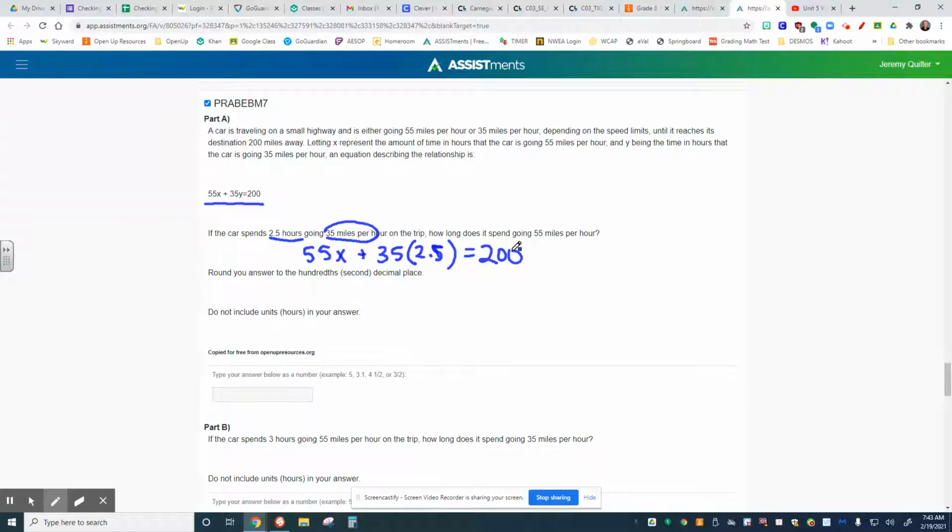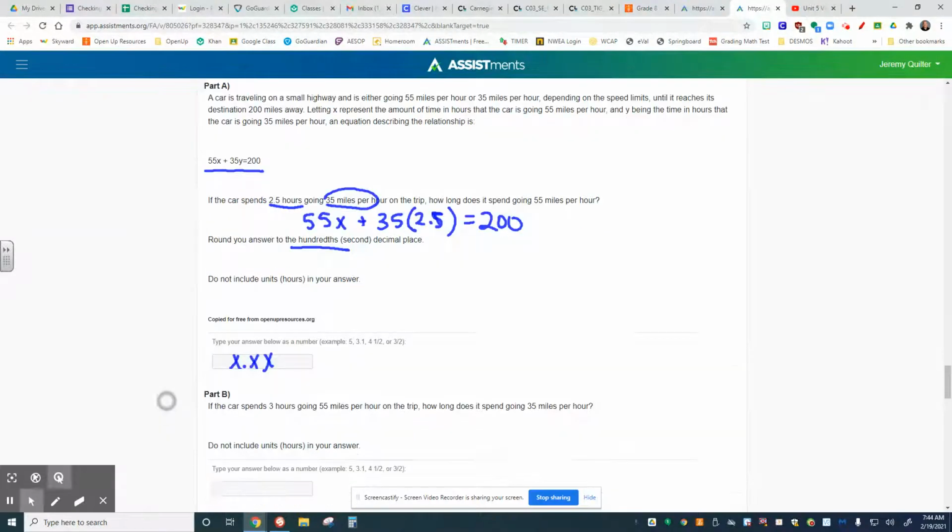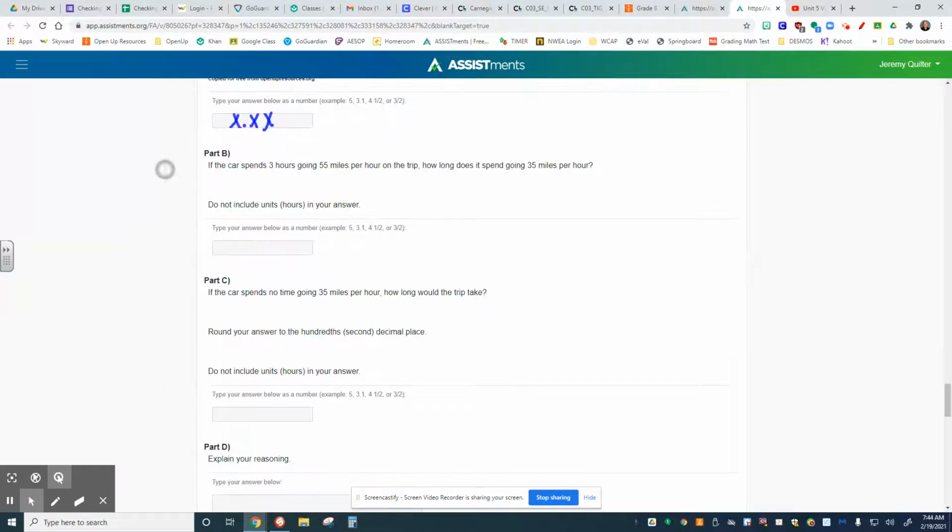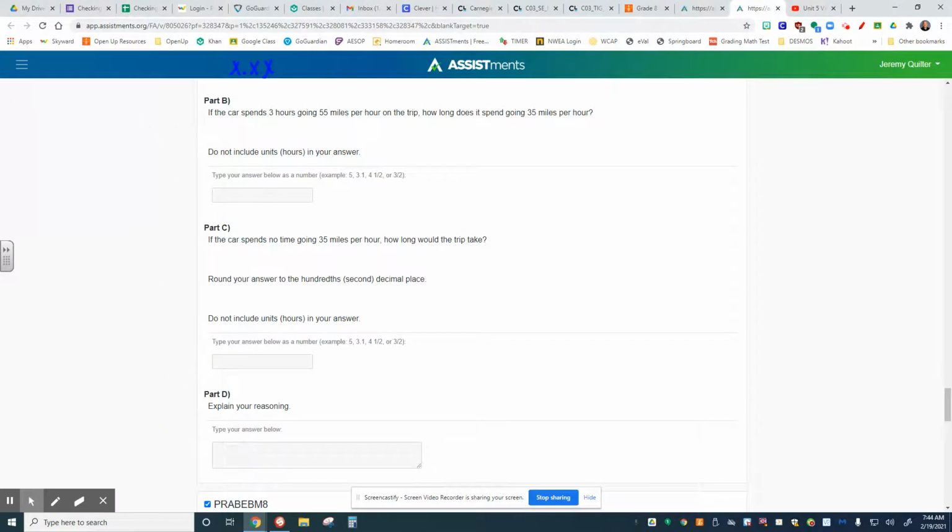In this case, I simply solve for X. I round my answer to the hundredths place. I don't include hours in my answer. I just simply put in whatever my number is right here, to the hundredths place. Make sure and check your answer so that you know it's right. Remember, we check our answer by substituting back into the equation to verify that I have the true solution.